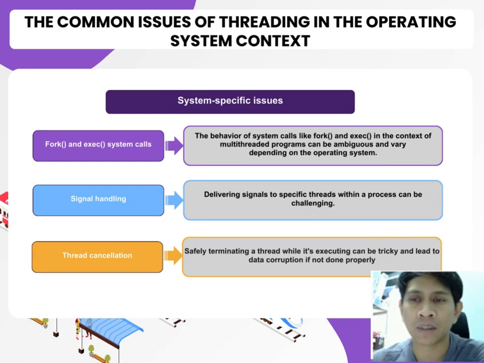Okay, the next slide is system specific issues. Fork and exec system calls. The behavior of system calls like fork and exec in the context of multi-threaded programs can be ambiguous and vary depending on the operating system. Second is signal handling. Delivering signals to specific threads within a process can be challenging. Thread cancellation. Safely terminating a thread while it is executing can be tricky and lead to data corruption if not done properly.